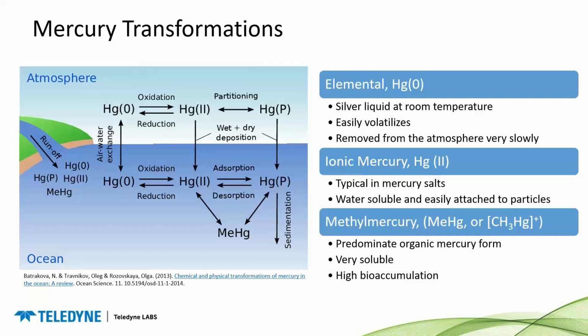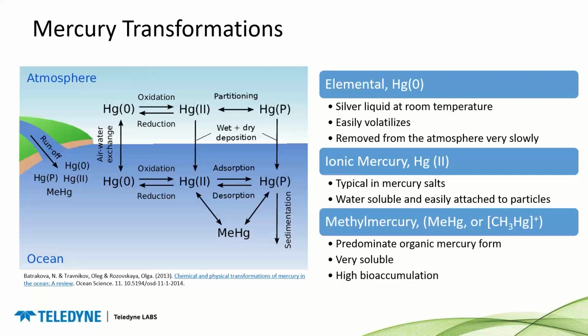Next, we have the ionic mercury forms. These are typically mercury salts, such as mercurous or mercuric chloride. The mercurous ions, the +1 oxidation state, are typically found in the environment as dimers for stability. Generally, you'll see all ionic forms of mercury referred to as Hg2+. It will also bond with the other halogens and sulfur, like cinnabar ore, which is mercury(II) sulfide. Ionic mercury compounds are water soluble, and they easily attach to particulates in the water.